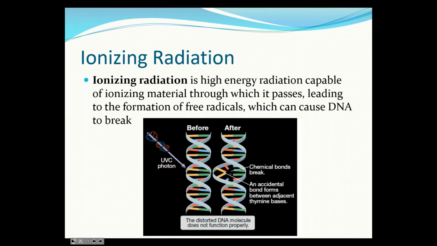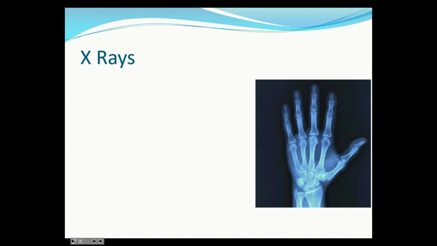chemical bonds. And when it breaks those chemical bonds, what can happen is there can be errors in your genetic code when it goes back together, and it causes those mutations, which is really bad. And most of the time, mutations can cause cancer. So that is why ionizing radiation is so dangerous.